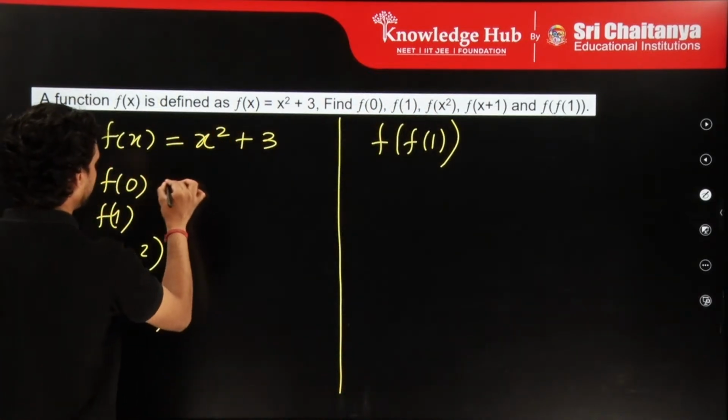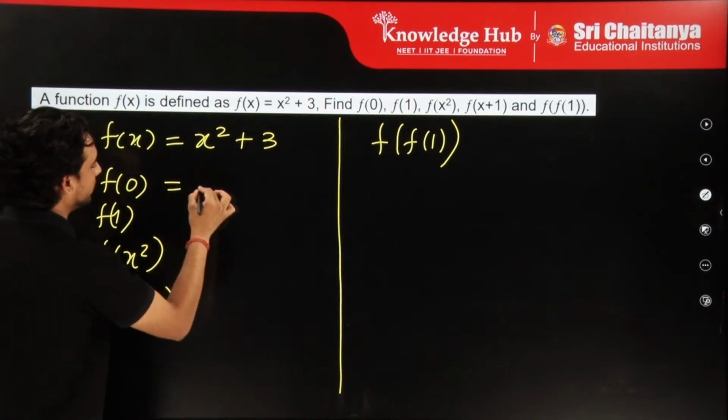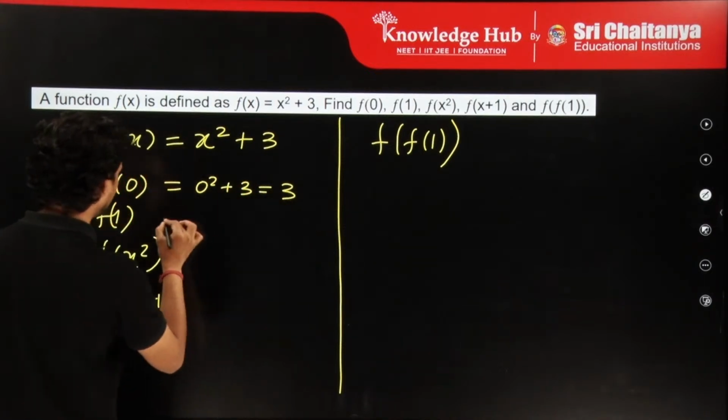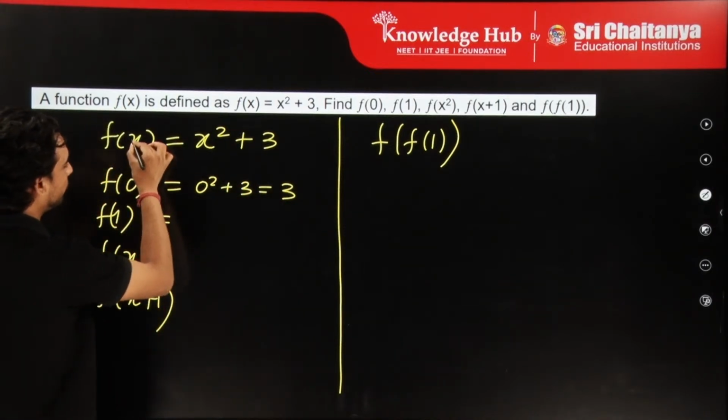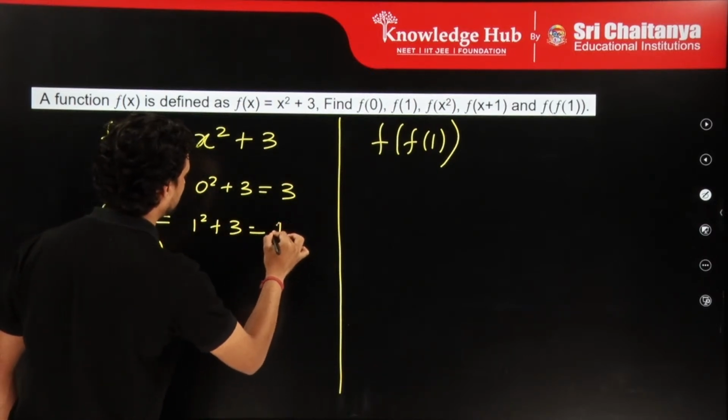So I think you can work them out very easily. Put x equals 0. So I'll get 0 square plus 3, that is 3. Here if I try to find f of 1, I'll put x equals 1. So I'll get 1 square plus 3, that is 4.